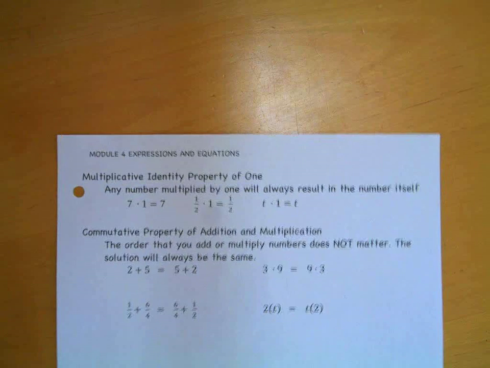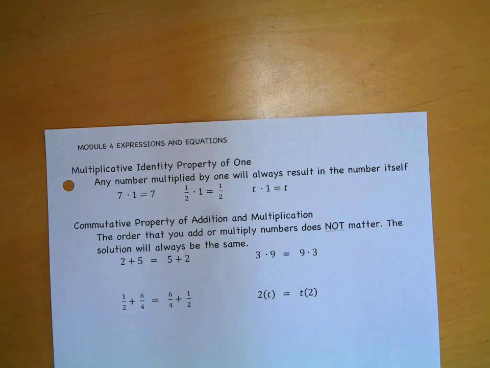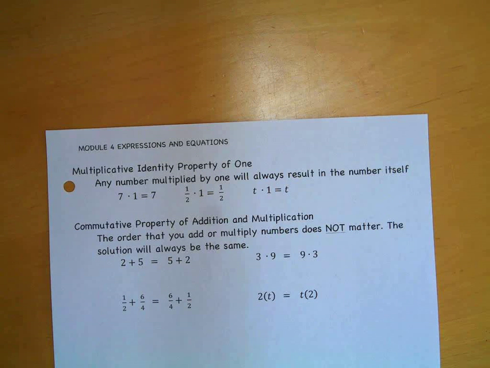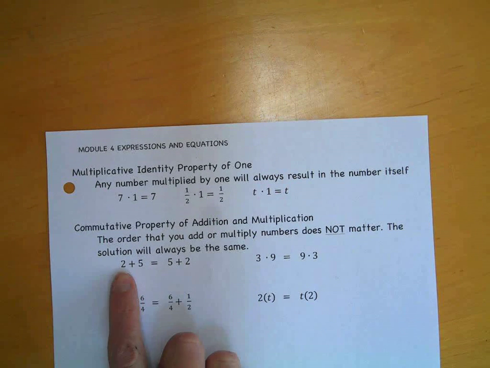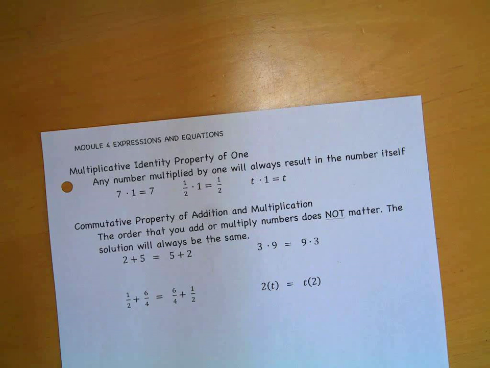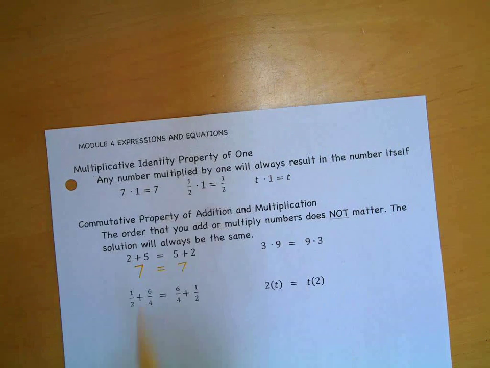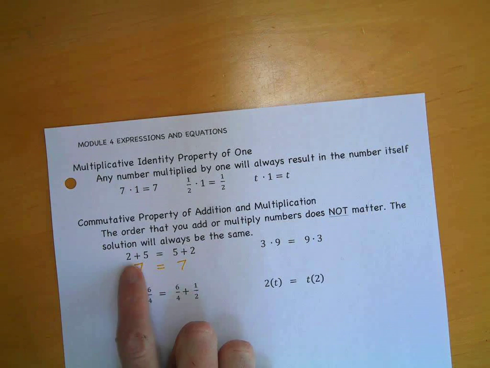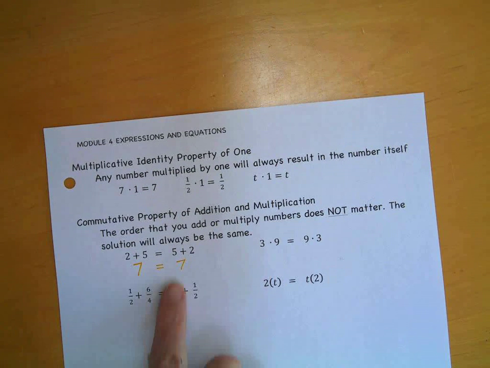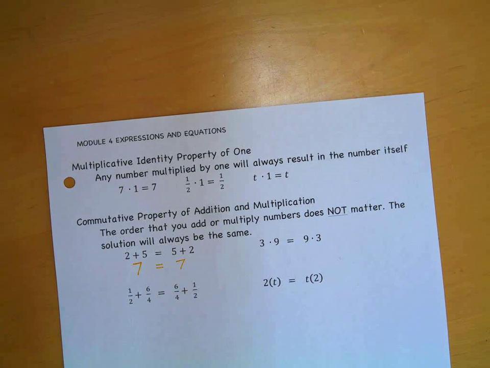The last property that we're going to talk about in this lesson today is the commutative property of addition and multiplication. The order that you add or multiply numbers does not matter in the commutative property. The solution will always be the same. So for example, 2 plus 5 equals 7. And if you check it and do 5 plus 2, 5 plus 2 equals 7. So you can see that the order in which you add these two values is still going to result in the same answer of 7.